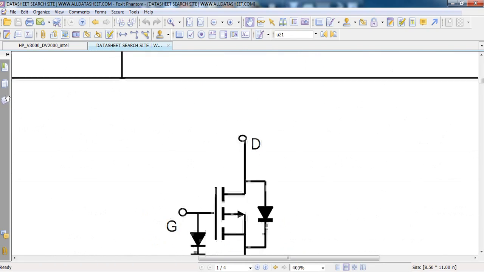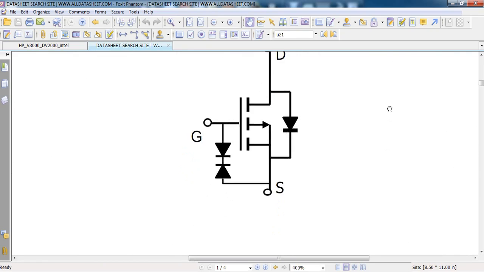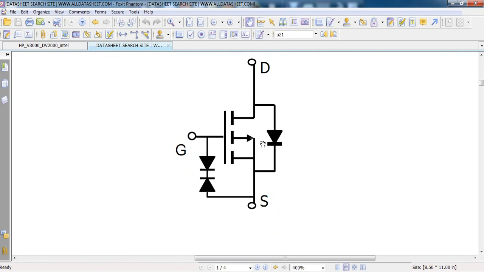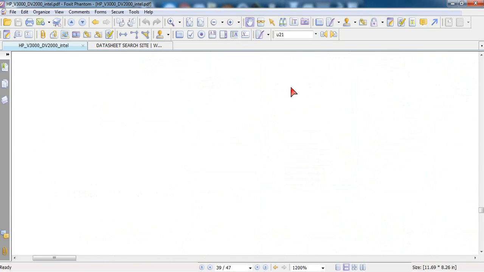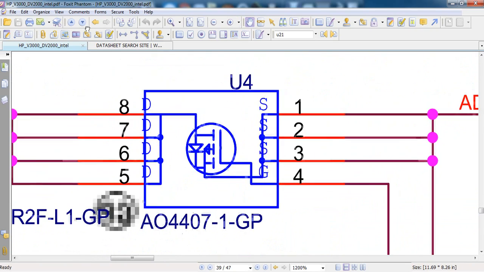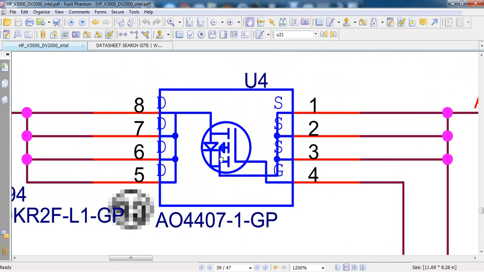You can also find whether it is P channel or N channel through the symbol. Okay, this symbol is also available on your schematic diagram. This is your schematic diagram. This is the symbol for MOSFET. Okay, this is the symbol for MOSFET. The MOSFET number is also given in this schematic diagram. That is why we prefer to go through the schematic diagram for beginners.